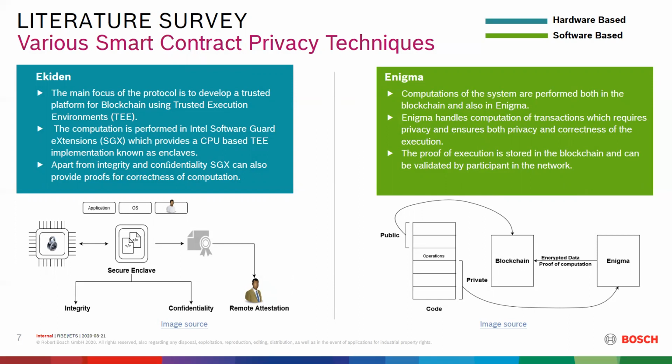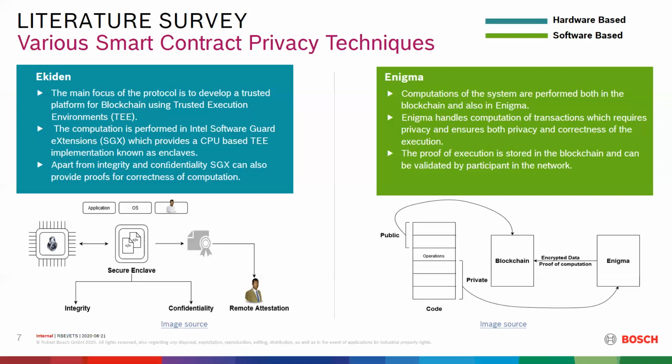The diagram below shows that we have confidential data, and the computation of the confidential data is performed in the secure enclave within the Intel Software Guard Extensions. Since the computation is performed in the secure environment, applications, operating systems, or even users cannot access the data or the confidential information. Thus, it is capable of providing integrity and confidentiality. Apart from that, it also generates a proof of correctness of the computation which can be validated by another third party. The second framework is the Enigma framework.